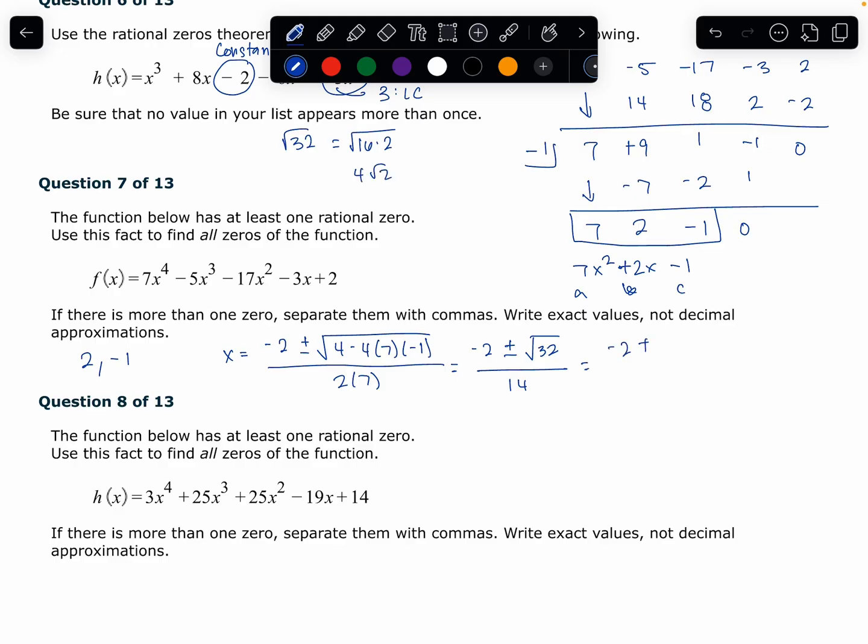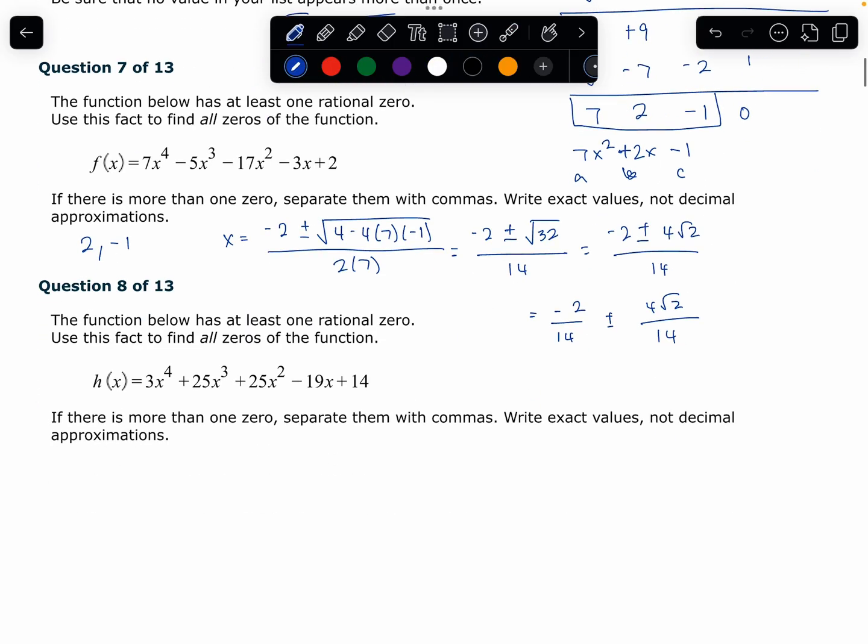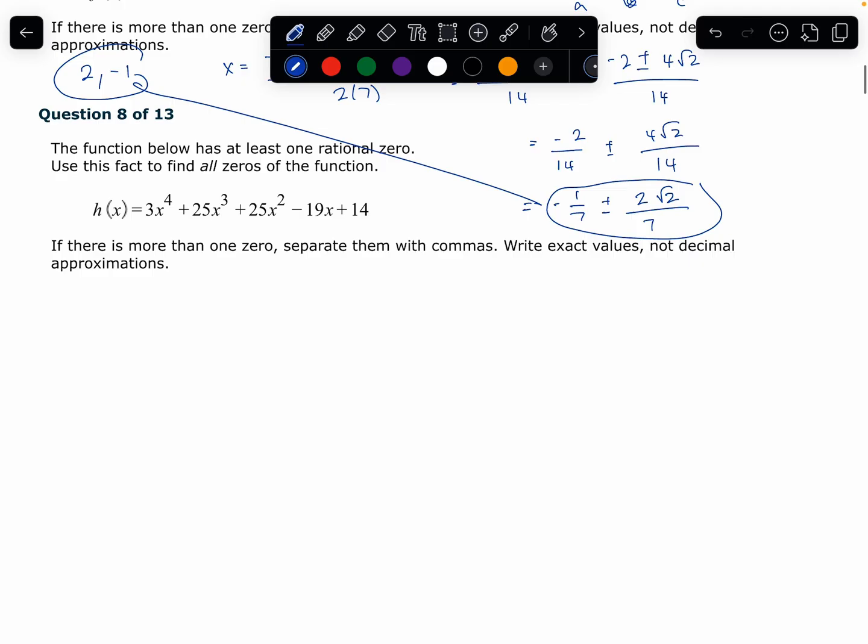So negative 2 plus or minus 4 root 2 over 14. Now, I can simplify these values right here. So I'm going to write it as negative 2 over 14 plus or minus 4 root 2 over 14, and then I can simplify these fractions. So that will reduce to negative 1 over 7 plus or minus 2 over 7, and don't forget the root 2 right there. And that should be it. So that would be the remaining 2 zeros. So I have these as all my zeros.